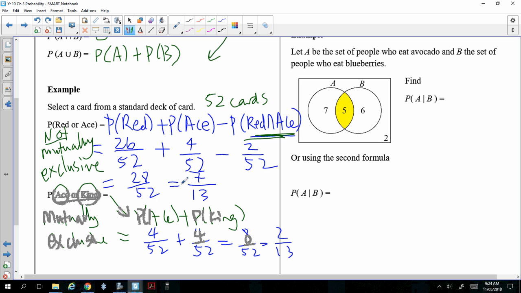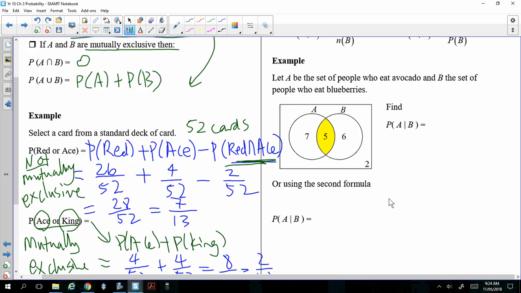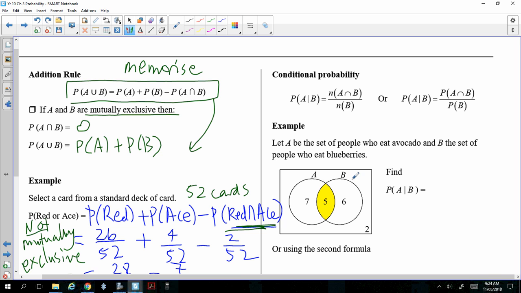Conditional probability. These are the 2 formulas. The probability of A given B is how many are in both A and B over how many are in B. You can change the n, the how many, into a probability. This also works. We're going to use that formula. Okay, listen. Let's use the formula.